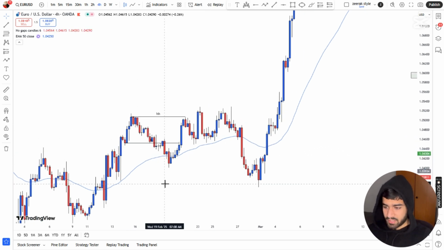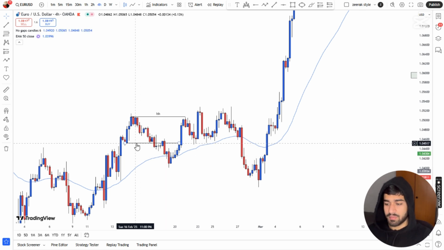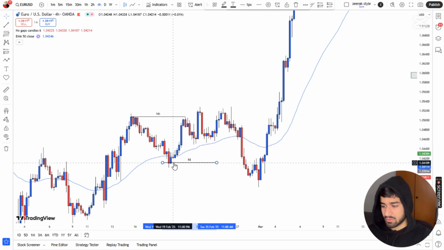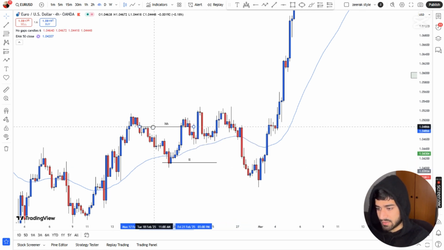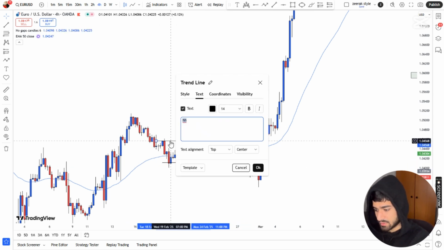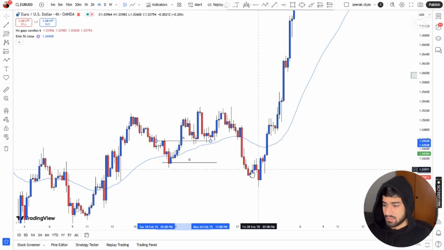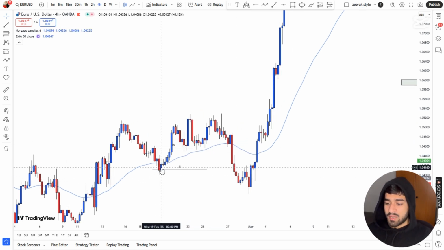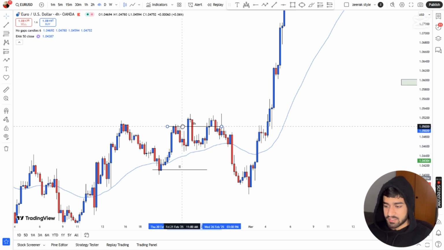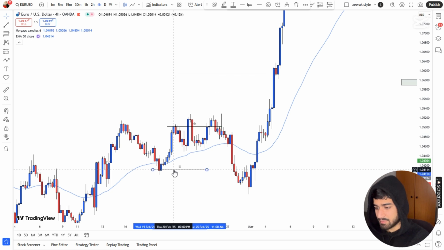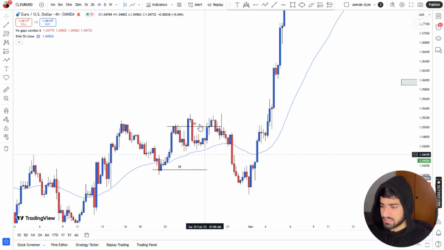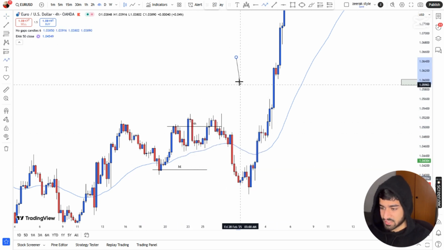Now what's happening here, guys? We broke to the downside, so it means this market becomes bearish. This will become the lower low, and this will become the lower high. Now what happened again? We broke back to the upside, so this becomes bullish again. This market structure is bullish now. This will become the higher high, this will become the higher low, because this is the last market structure point.